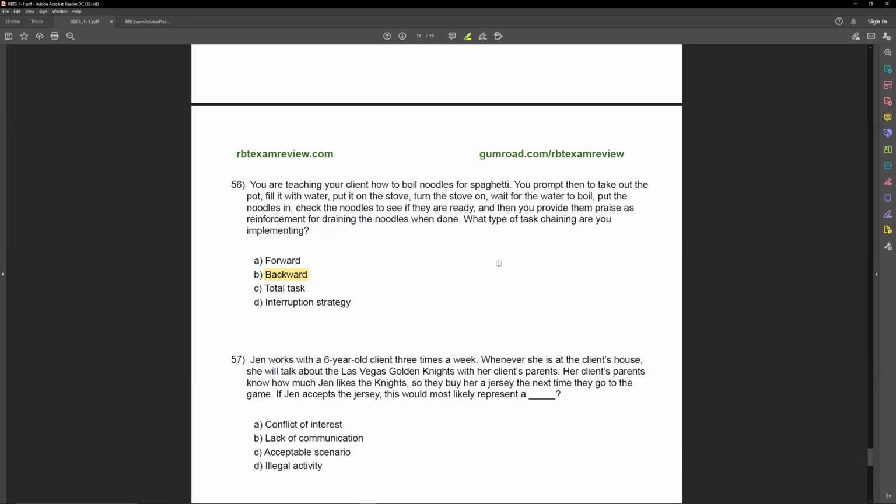Chaining is very simple. Ask yourself, are we teaching that first step first and reinforcing, or are we teaching that last step first and reinforcing? Total task is simply teaching everything. We're teaching the whole thing because it's only one or two things they might be missing. So task chaining, very straightforward. What do you need before a task chain? You need a task analysis. What's the task analysis? Breaking down a task or a complex skill into smaller individual steps.